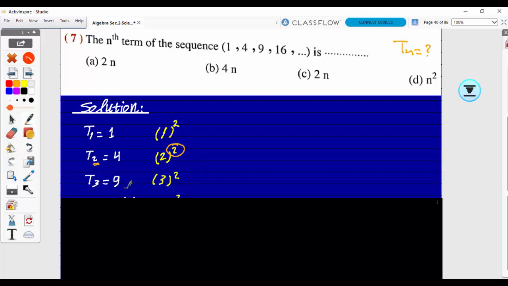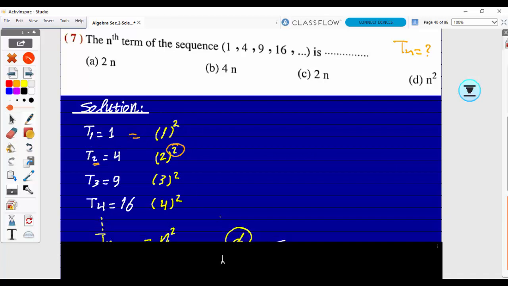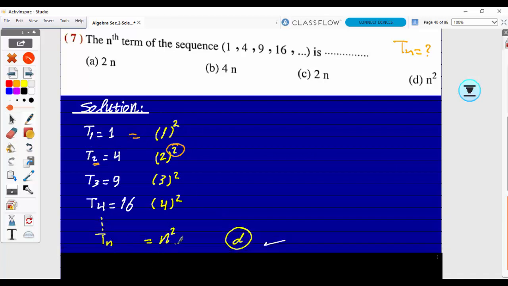T3 equals 9, which equals 3 power 2. T4 equals 16. What is the relation between the value of the term, 16, and its order? It equals 4 power 2. Here, the order is 3, it is 3 power 2. The order is 2, it's 2 power 2. The order is 1, it is 1 power 2, which equals 1. So Tn equals n power 2, and the solution will be in letter D.